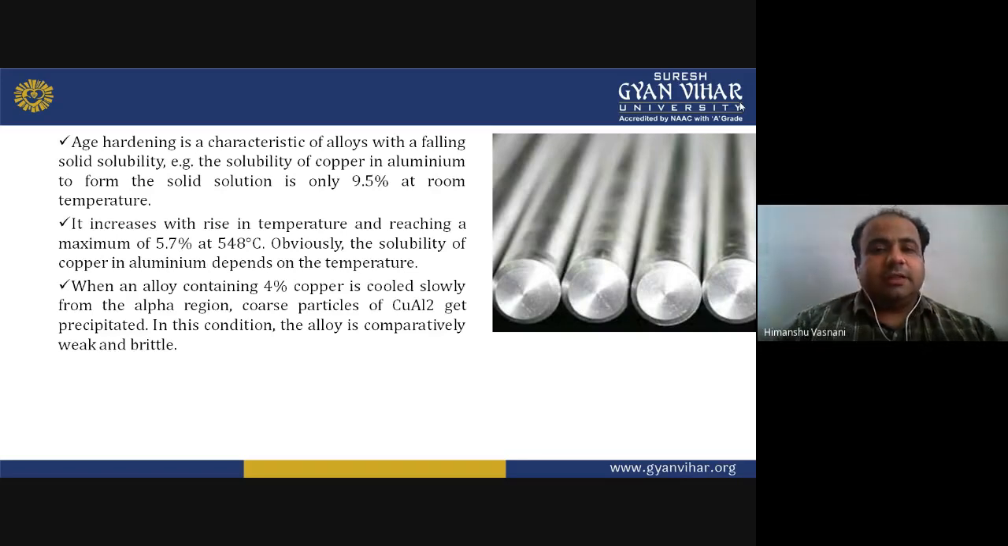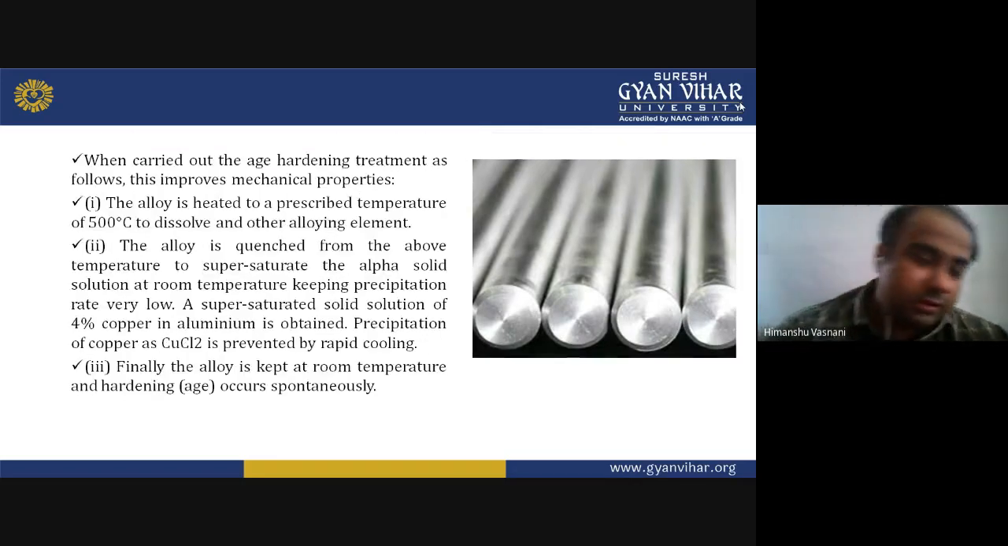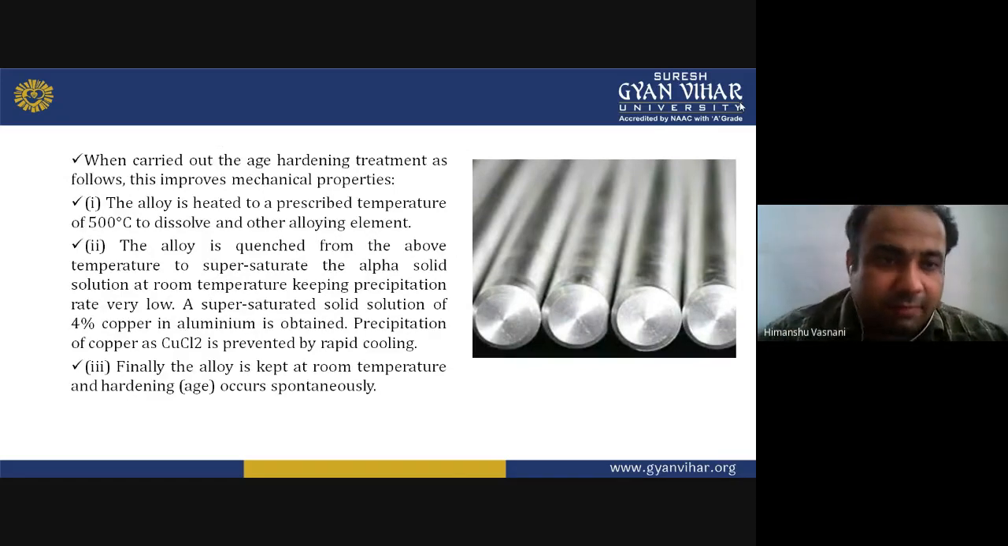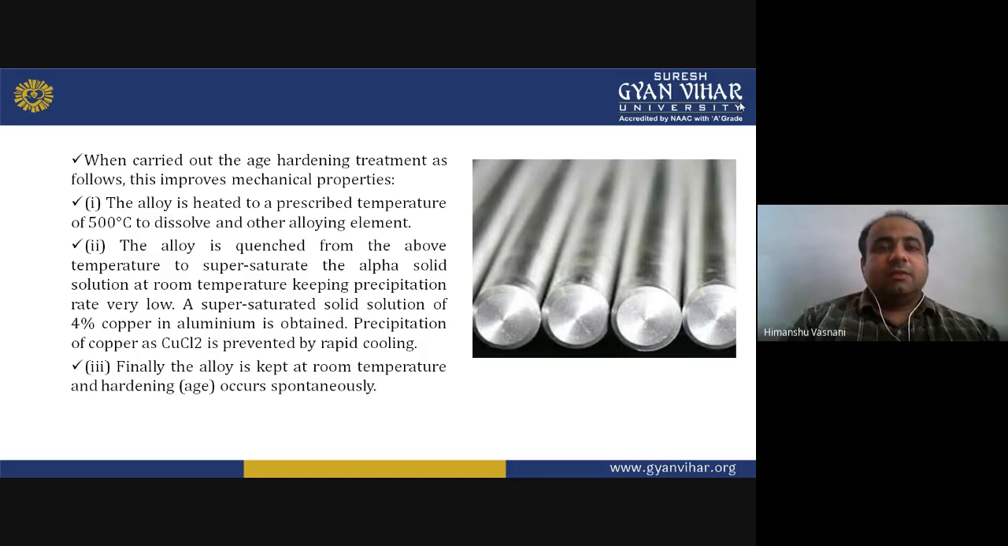You can say that during this process, the coarse particles of CuAl2 get precipitated, and at this moment and in this condition, the alloy is comparatively weak and brittle. So this is a point of concern. So when the age hardening treatment is carried out as follows, it improves mechanical properties.